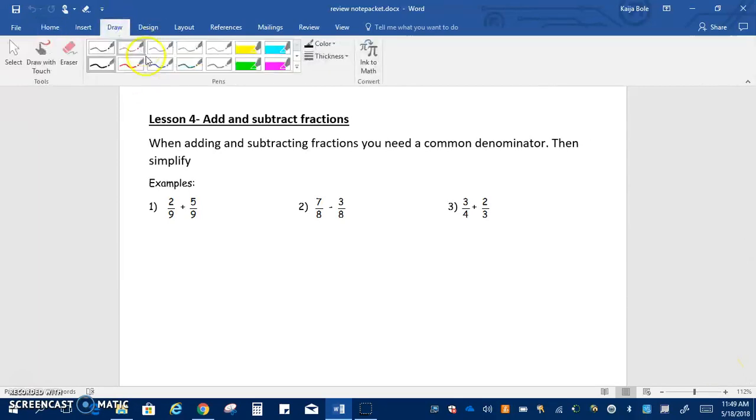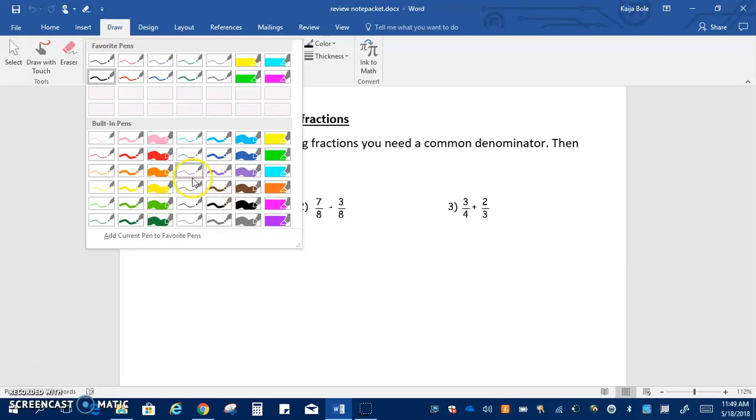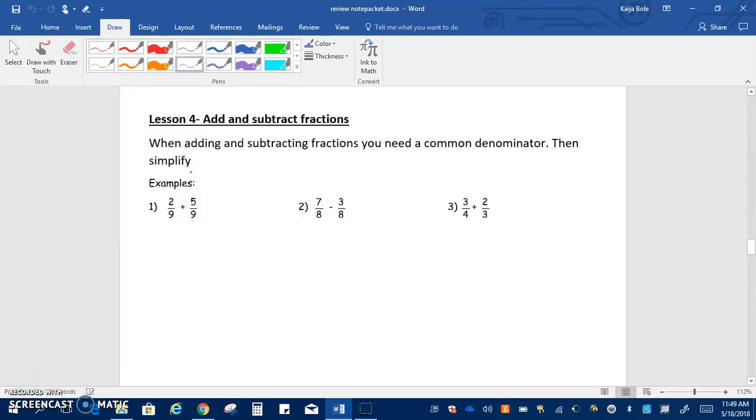Alrighty, so here we are on lesson 4, adding and subtracting fractions. So remember, when adding or subtracting fractions, you need a common denominator and then you need to simplify. So if we look at number 1, we have 2 ninths plus 5 ninths. We already have a common denominator, so we just add across the top. 2 plus 5 is 7. So we get 7 ninths, which you can't simplify, so that's our final answer.